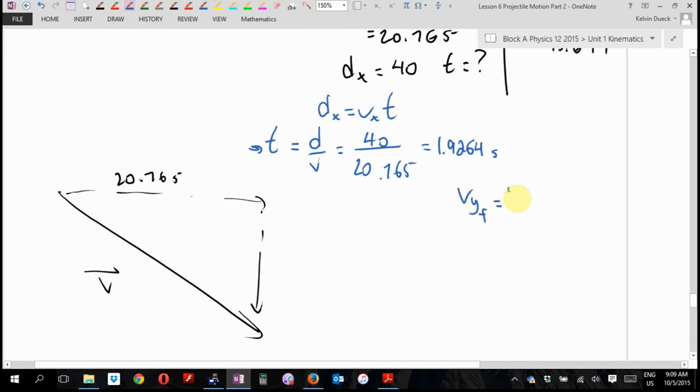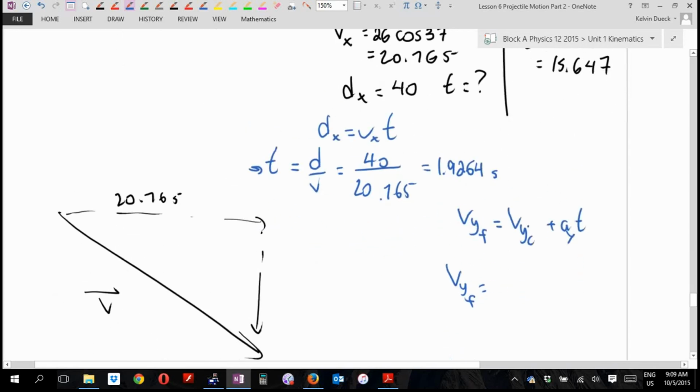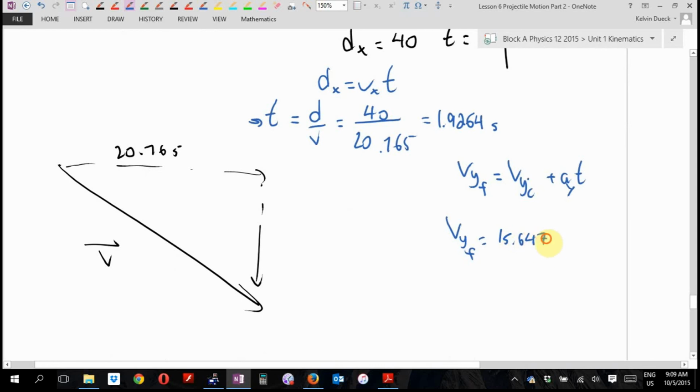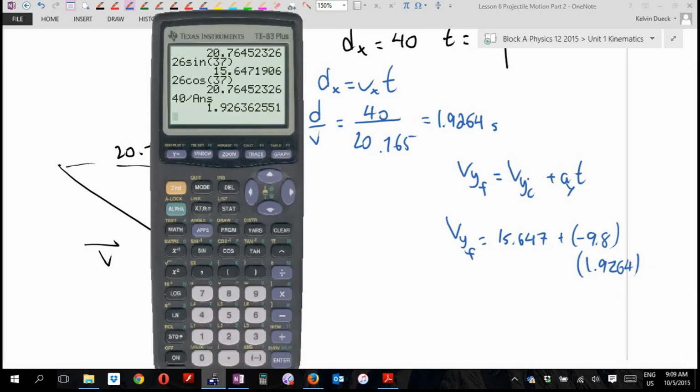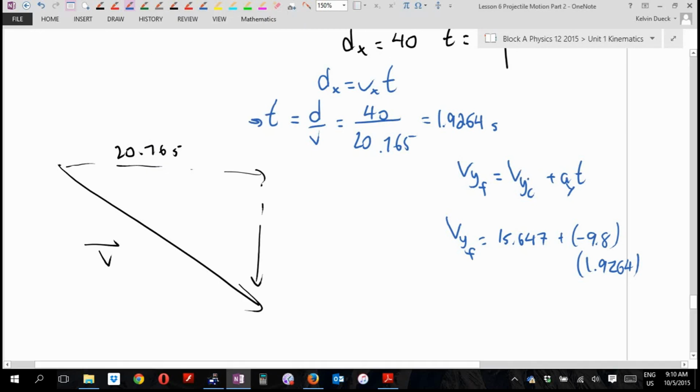Vy final equals V initial plus AT. It's going to be 15.647 plus negative 9.8 times 1.9264, and so on. Using the answer button, negative. Yes. I get negative 3.231.